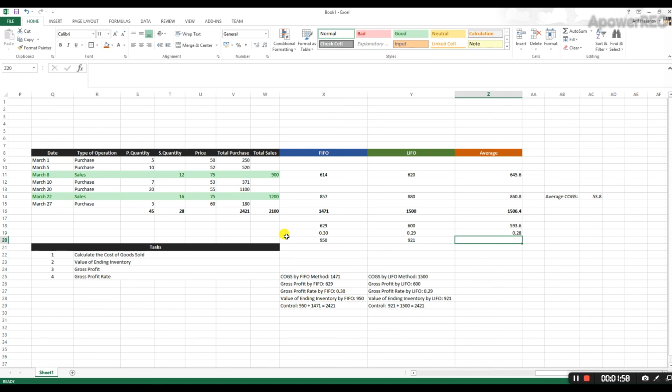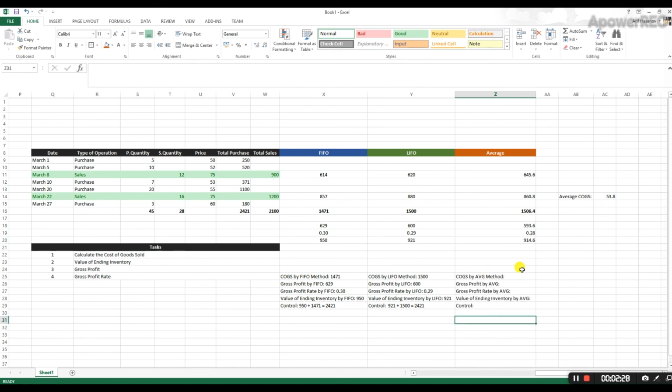Also, ending inventory is really easy to find out. We can see that we had a purchase of 45, and we had sellings of 28. So 45 minus 28, multiplied by this average. So this is ending inventory.